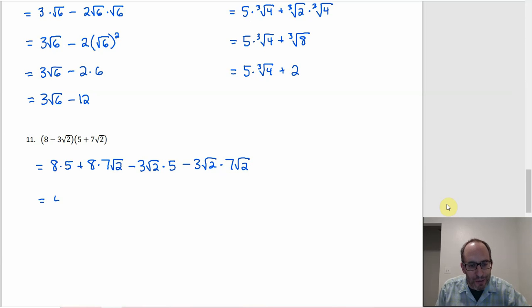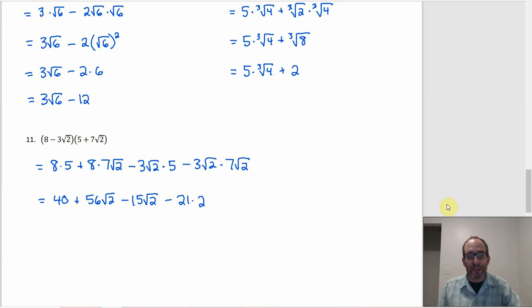So 8 times 5 is 40. That one we knew what was coming. I guess that one's not terribly exciting. And then 8 times 7 radical 2, we could multiply the 8 and the 7 and say that's 56 radical 2. Then minus 3 radical 2 times 5, you could multiply the 3 and the 5 and say that's minus 15 radical 2. And then watch this part. At the end, 3 times 7 is 21. But then radical 2 times radical 2 is 2. So we're using the same thing that we used in number 9, where we said radical 6 times radical 6 is going to be 6. Right? Here, radical 2 times radical 2 is going to be 2. Right? Different number, but same idea.